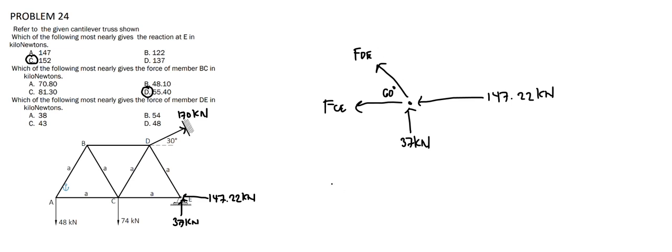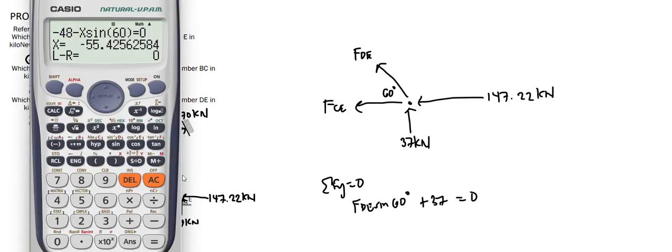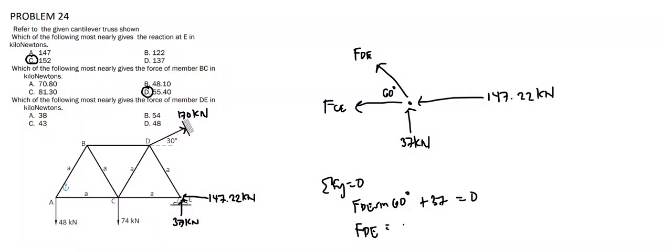And to solve directly for DE, we take summation force vertical equal to 0. So we have FDE sine of 60 degrees plus 37 kilonewton equal to 0. So FDE times sine of 60 degrees plus 37 equal to 0. Shift solving, we get FDE equal to negative 42.72 kilonewtons. Since the sign here is negative, therefore FDE is in compression. So the answer for this third problem here is approximately equal to 43 kilonewtons.